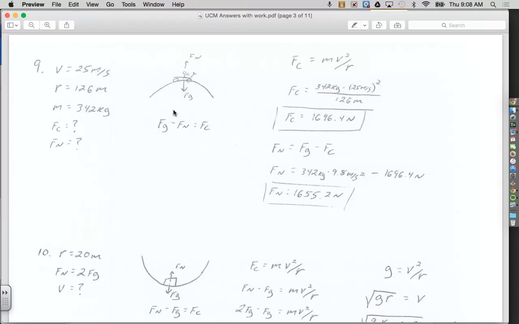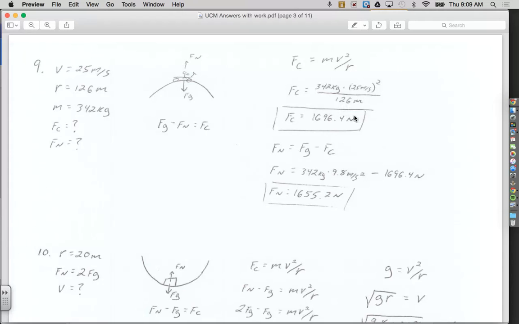So first things first, it asks for what is the centripetal force, because we don't know what that is. So I look to my equations and I say, well, what equation can I use? I have m, I have r, I have v. So I'm going to use centripetal force equals mv squared over r, because I have all the stuff I need on this right side. Mass is 342 kilograms. V is 25 meters per second. Don't forget to square it. Divided by a radius of 126 meters.